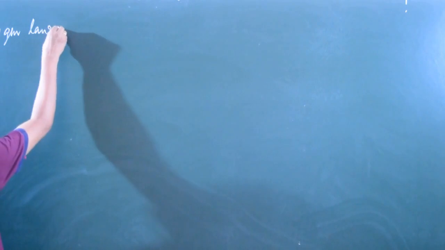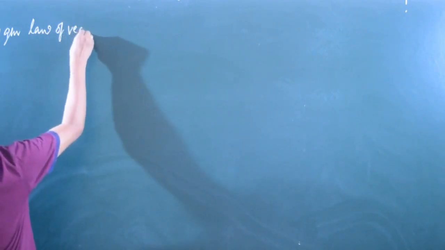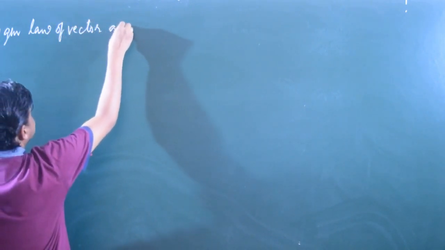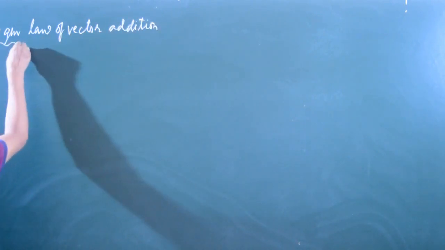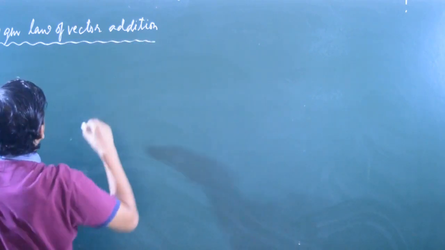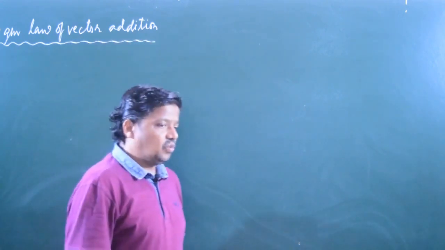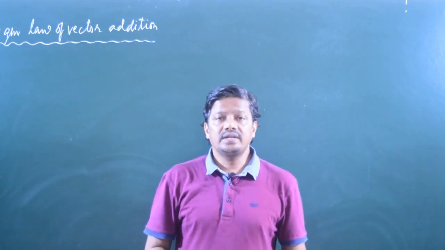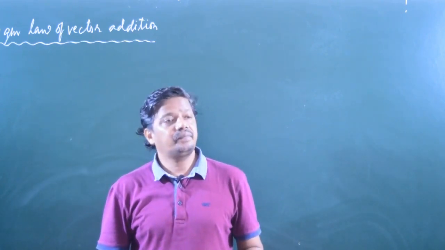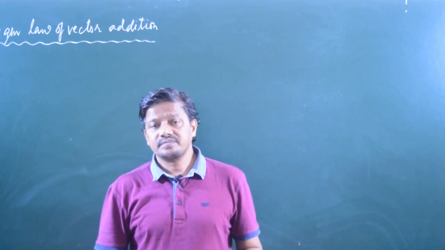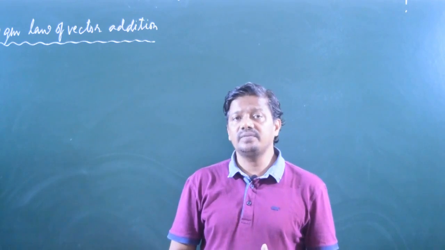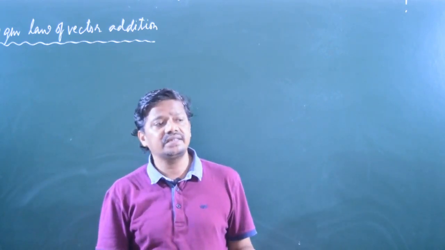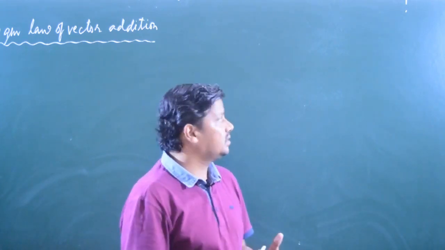So we come to the parallelogram law of vector addition. See, we have two coinitial vectors. If two coinitial vectors have angle theta with angle theta between them, then the diagonal of the parallelogram formed using these two coinitial vectors will give you the resultant of the vectors.